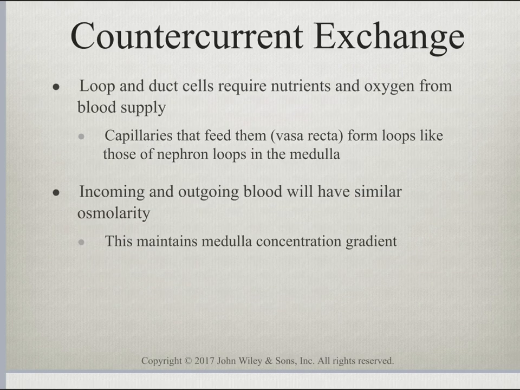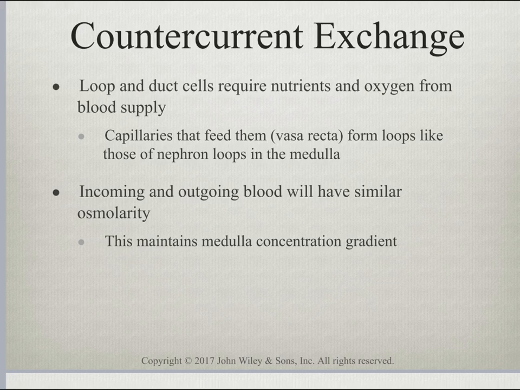That countercurrent exchange mechanism that we just talked about, we're going to see that the loops and duct cells require nutrients and oxygen from blood supply. The capillaries that feed them are the vasa recta. Remember, in the juxtamedullary nephrons, we have vasa recta instead of our peritubular capillaries. They form loops like those of the nephron loop in the medulla. Incoming and outgoing blood will have similar osmolarity.